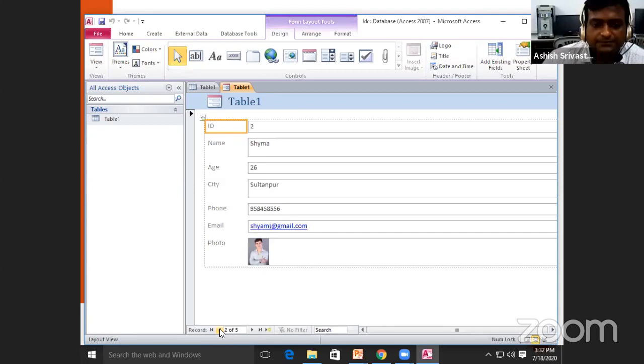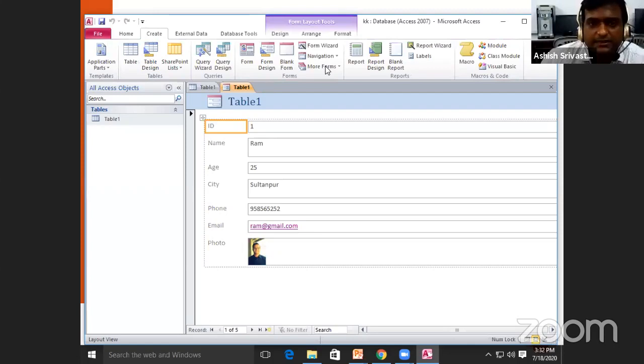Something like that. So this is the simplest form. This is the simplest form that we can design in MS Access. This is the first method. Another method, that is the form wizard. Form wizard, this is another method through which we can define the form, design the form. And we have to click on the form wizard.